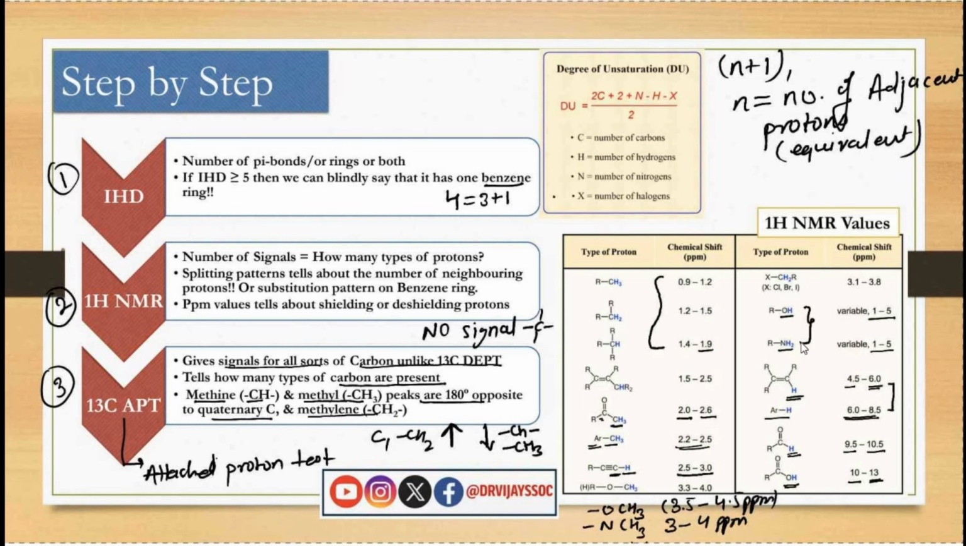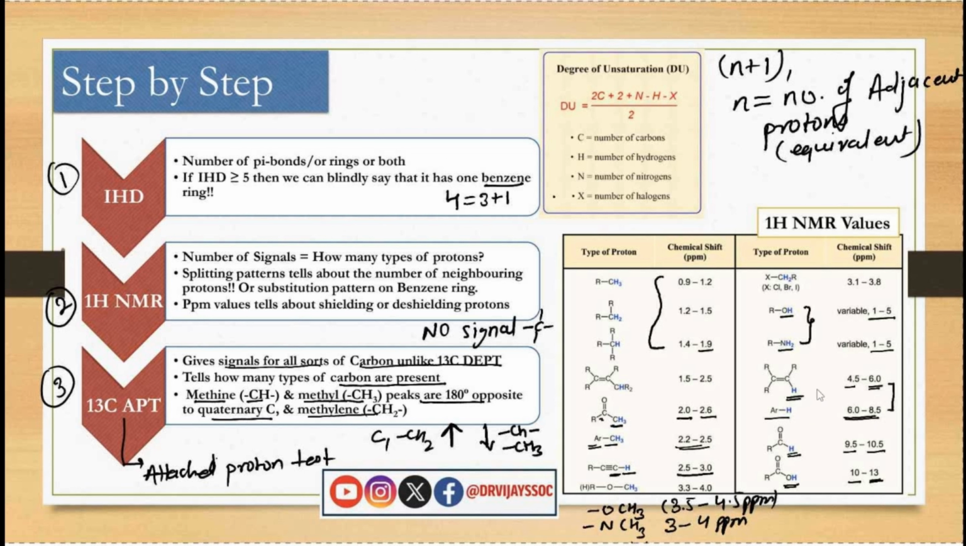We also learned that hydroxy and amine protons are acidic, therefore they can undergo exchange from one molecule to another molecule, therefore their values are not fixed, and they come from 1 to 5 ppm. The aromatic protons come from 6 ppm to 8.5 ppm, sometimes overlapping with the alkene protons.